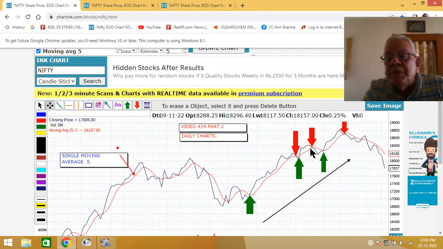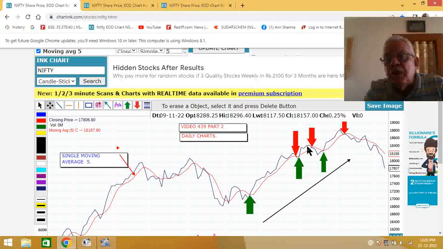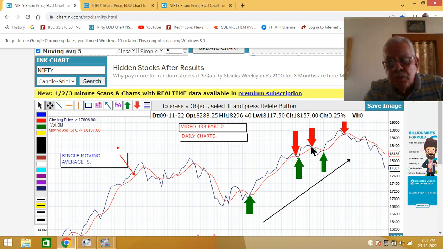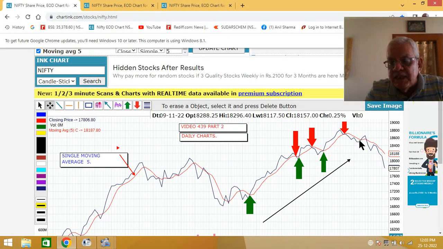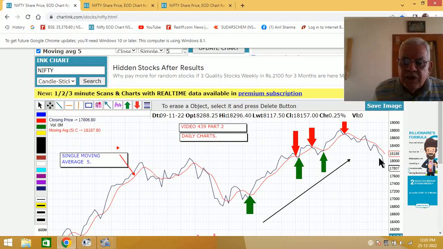Again, what has happened here is, first of all, the price fell and the moving average also started falling, but before that we had exited at the top. Again there is a cross here, we have purchased and again we have sold, and we are in the selling, so we are not doing any buying or any selling.